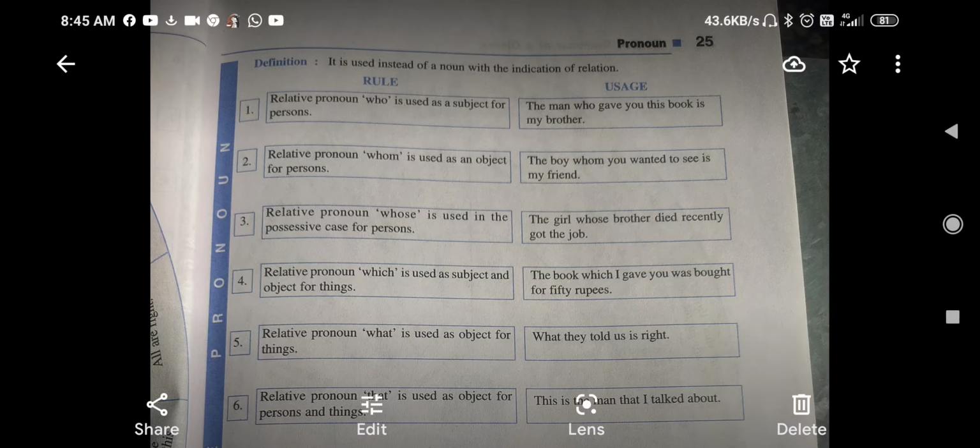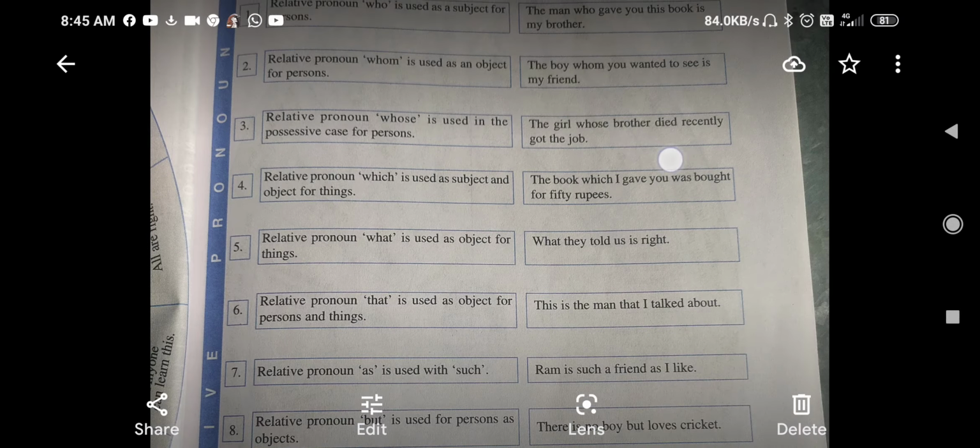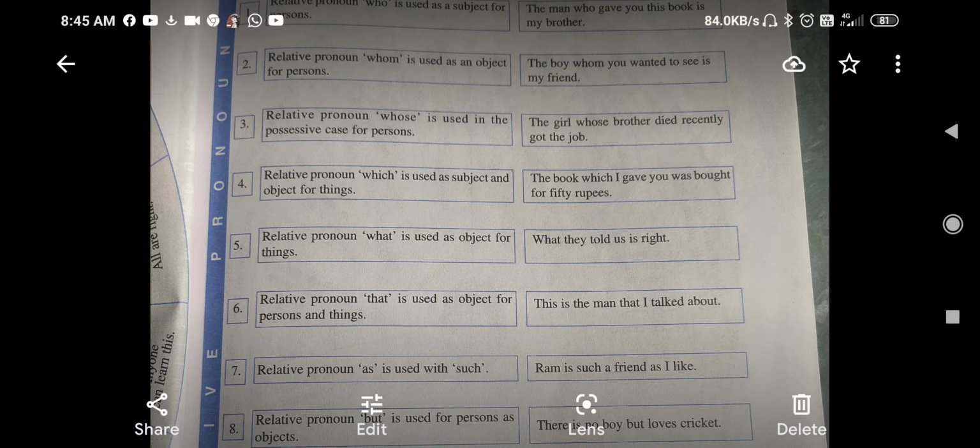I have already told you about subject and object. In the same way, relative pronoun whose is used in case of possession. For example, whose book is this? Relative pronoun which is used as subject and object, it is used as both. Relative pronoun what is used as object but for things. What is used for things. What they told us is right. Relative pronoun that is used as object for both persons as well as things.